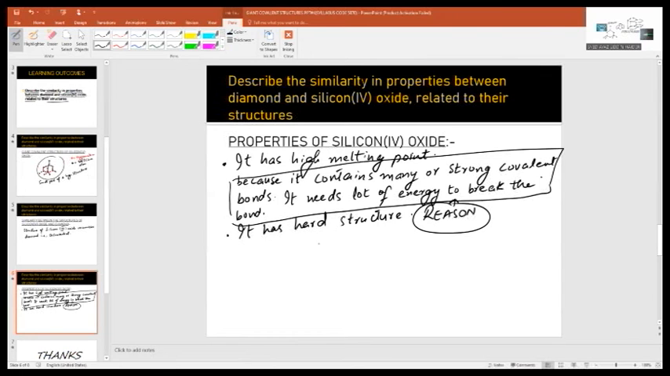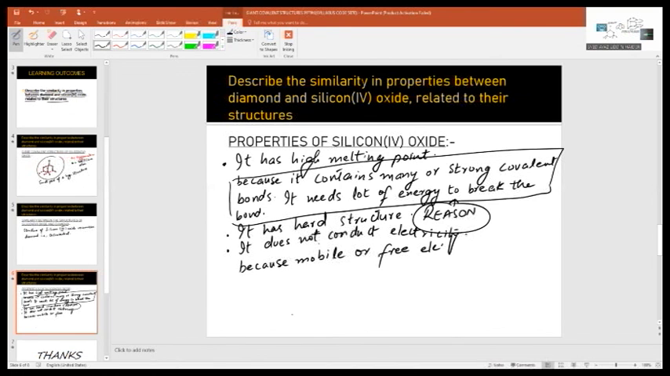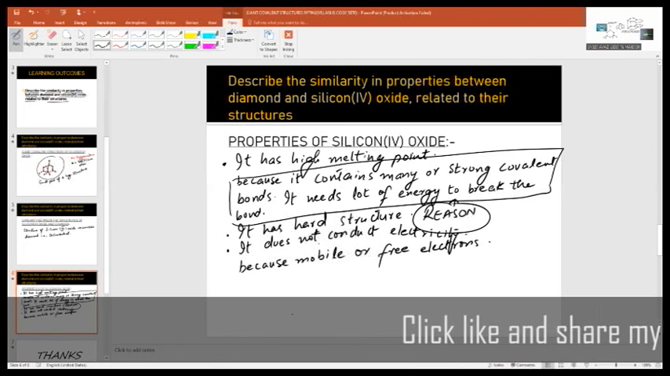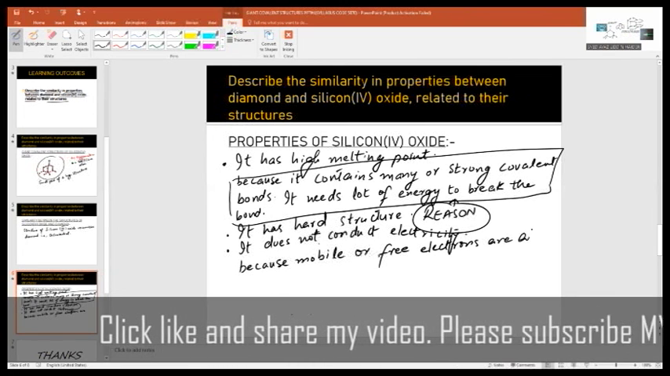It does not conduct electricity. Again, it is just like diamond, so we can write that mobile or free electrons are absent, because mobile or free electrons are absent.